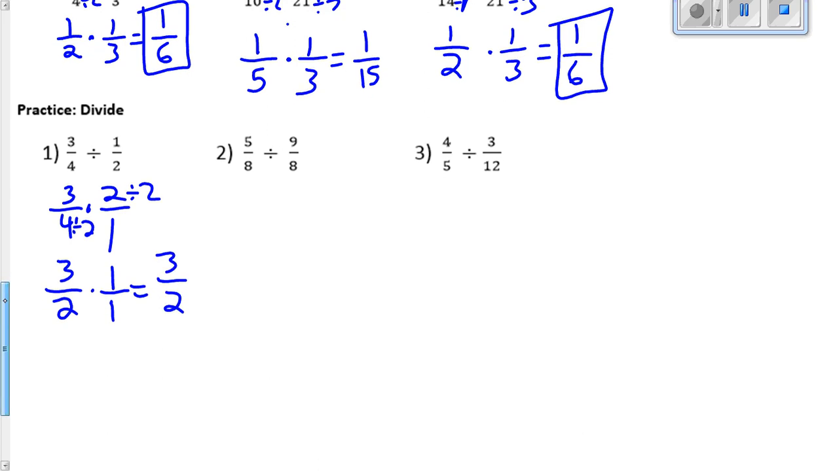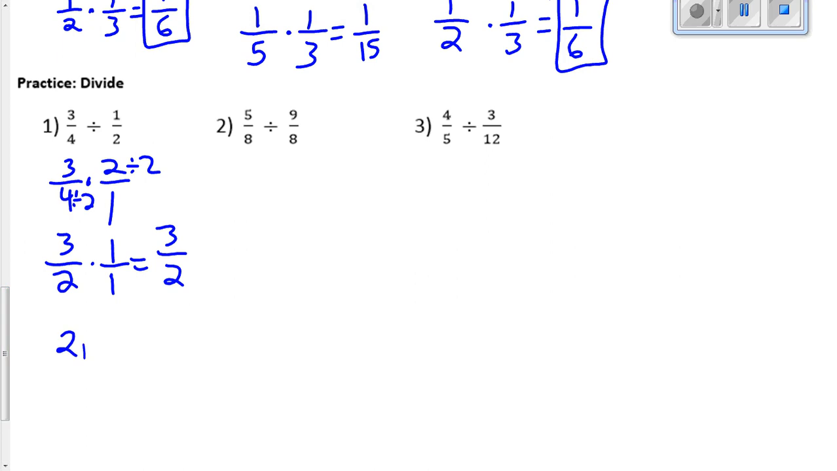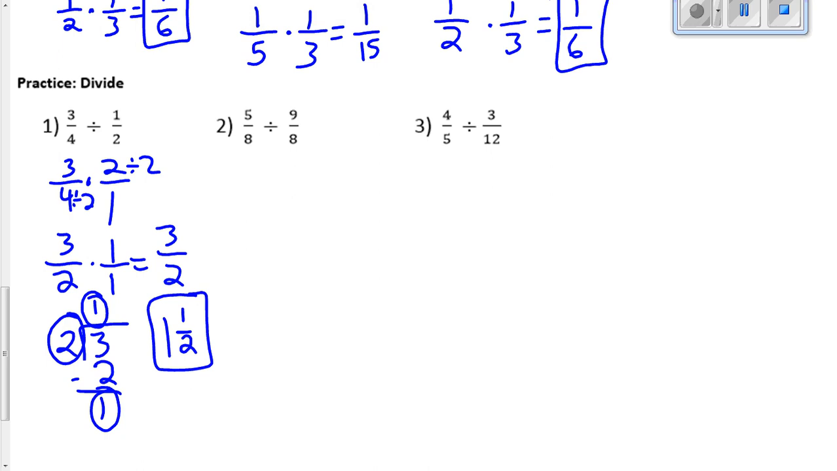Let's change this into a mixed number. 2 on the outside, 3 on the inside. 2 goes into 3 one time. 2 times 1 is 2. Subtract, 1 left over. So my whole number is 1. My numerator is 1, and my denominator is 2. So 1 1/2. Let's look at the next one.